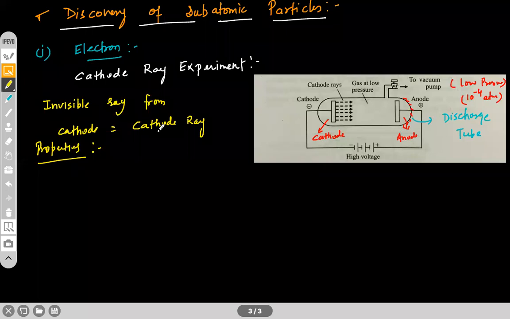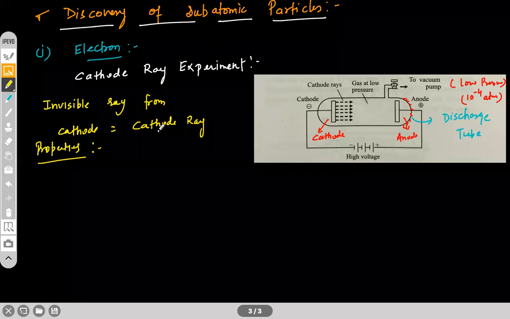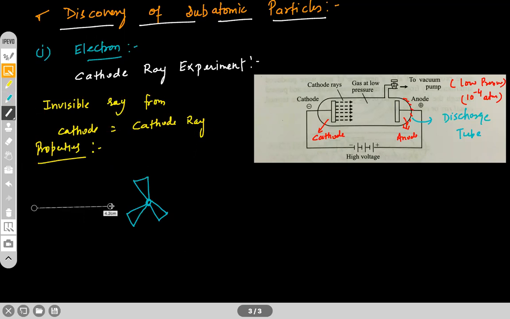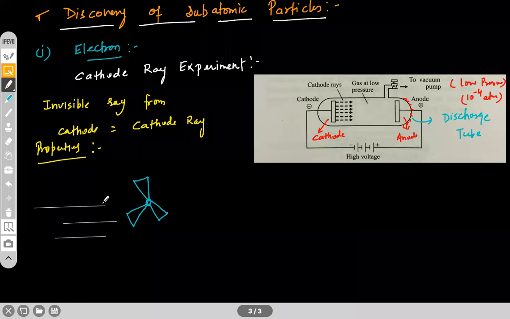Next point: it produces a mechanical effect. This means what? Suppose we have a fan blade here, and suppose the cathode rays strike this fan blade in this direction. These are the cathode rays we have. So when this cathode ray strikes the fan blade, what we observe, all these are experimental facts we have actually.